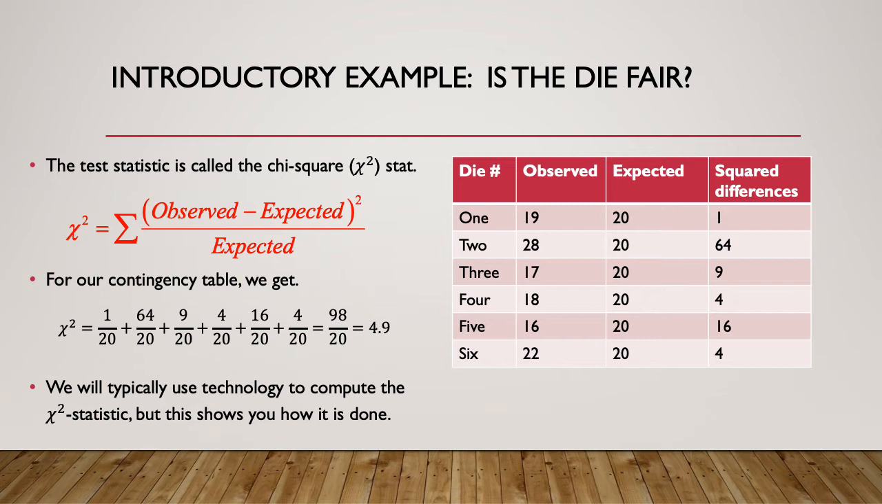Now, again, we'll usually use StatCrunch to do this, so you won't have to do this by hand, but you can see it's pretty intuitive how this happens. Big differences between observed and expected are going to give you big values for the chi-squared statistic.